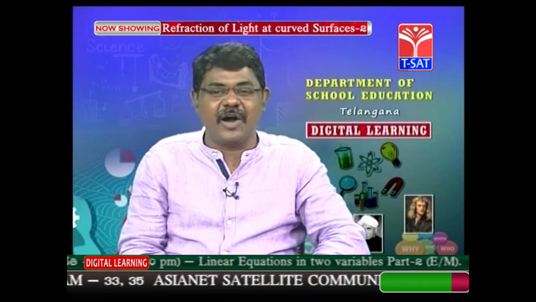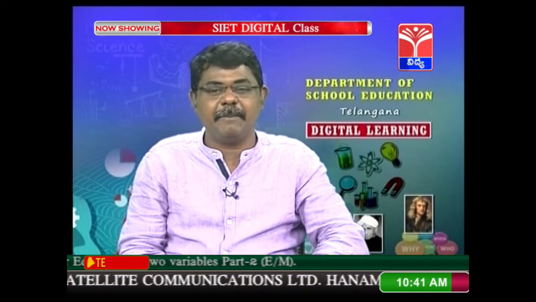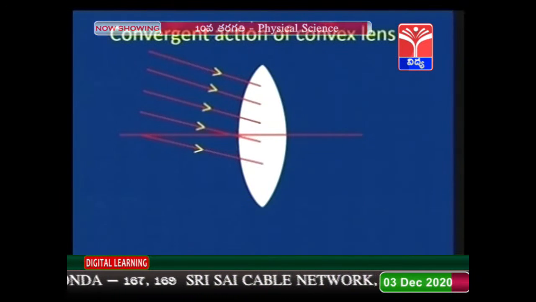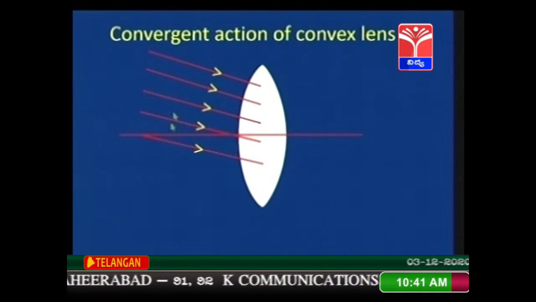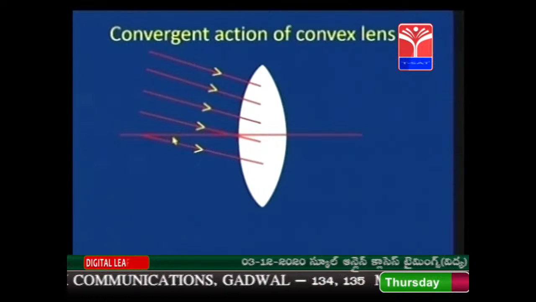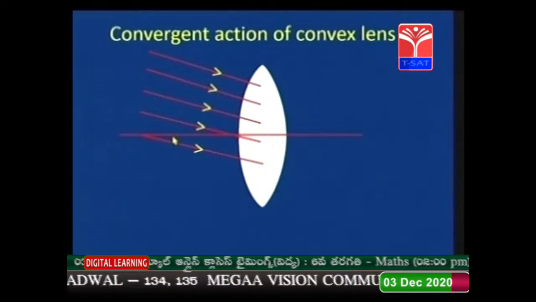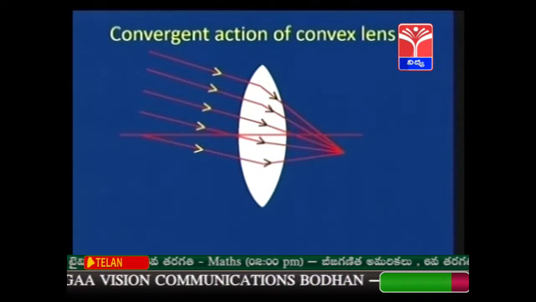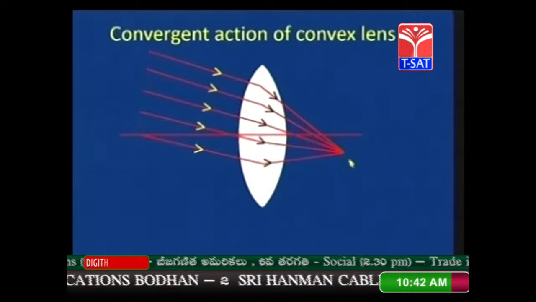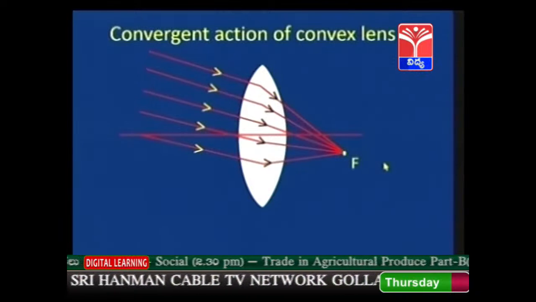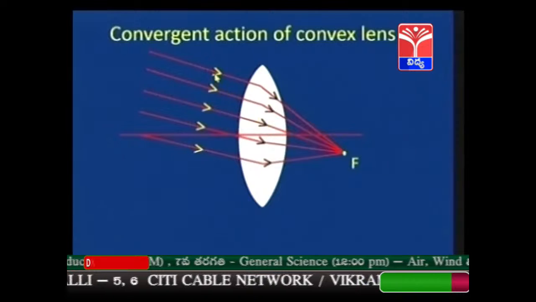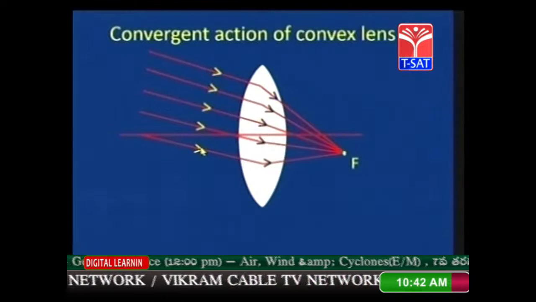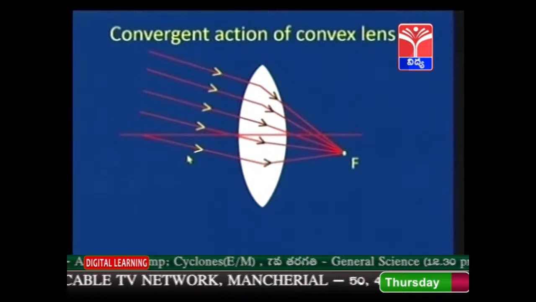The convergent action of a convex lens: the light rays which are parallel but not parallel to the principal axis. Children, you can see all these light rays are parallel but not parallel to the principal axis. Light rays are parallel means they are coming from infinite distance. Where are these light rays going to meet? All these light rays are going to meet at one point. Again, this point is also known as focus, but this focus is not on the principal axis. The reason is these light rays are not parallel to the principal axis. They are parallel but not parallel to the principal axis.